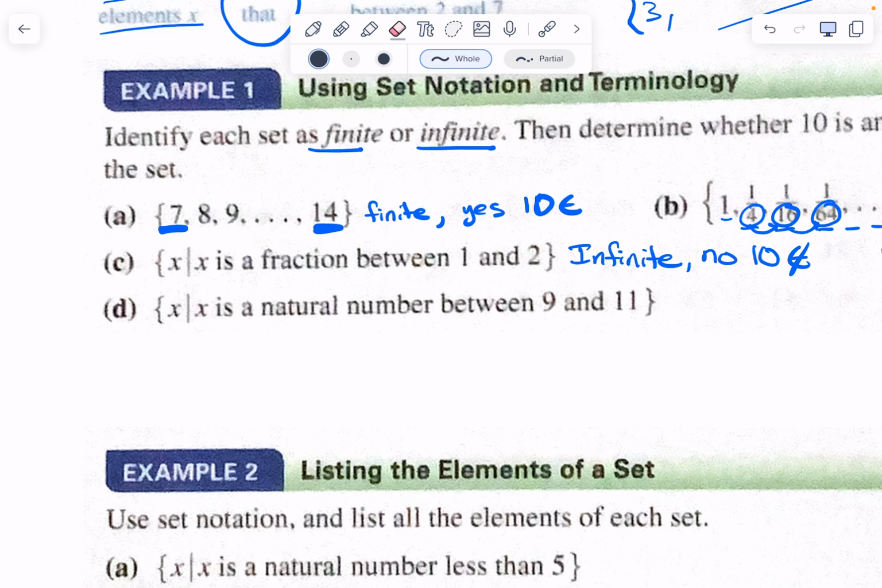All right. X is a natural number. What are the natural numbers again? 1, 2, 3, 4, 5, 6, 7. Like just the counting numbers. So X is a natural number between 9 and 10. Finite? Yes. Is 10 an element? How many elements are in this set? Natural number between 9 and 11. Yeah, 10 is the only number in that set, right? Because between 9 and 11 would have to just be 10, right?